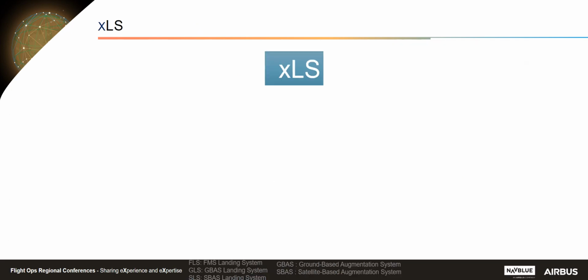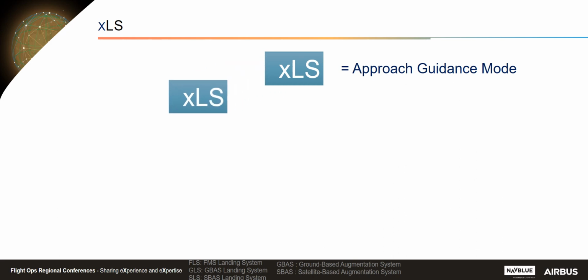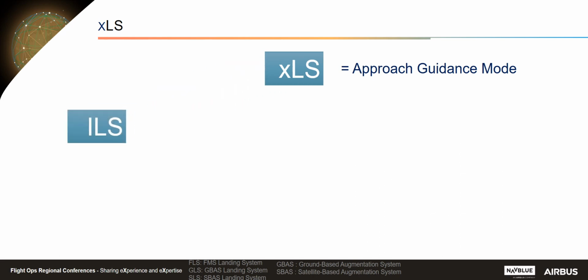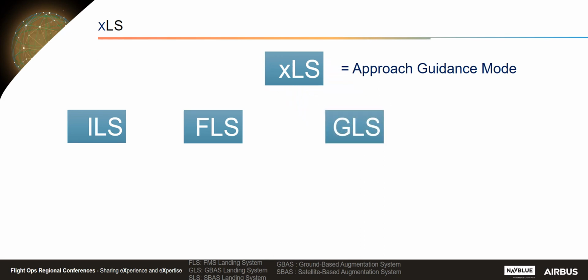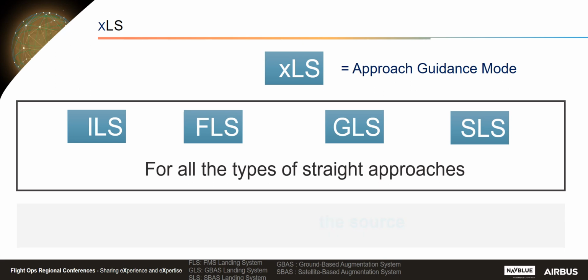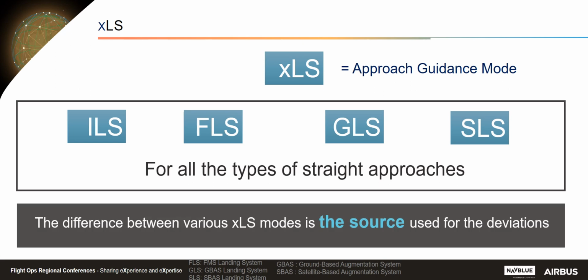So what XLS stands for? LS for landing system. So it's an approach guidance mode. And the X is for various approach guidance mode, of course ILS, but also FLS for FMS landing system, GLS for GBAS landing system, and SLS for SBAS landing system. All these guidance modes cover all the spectrum of straight approaches. The difference between each XLS guidance mode will be the source used for the deviation.